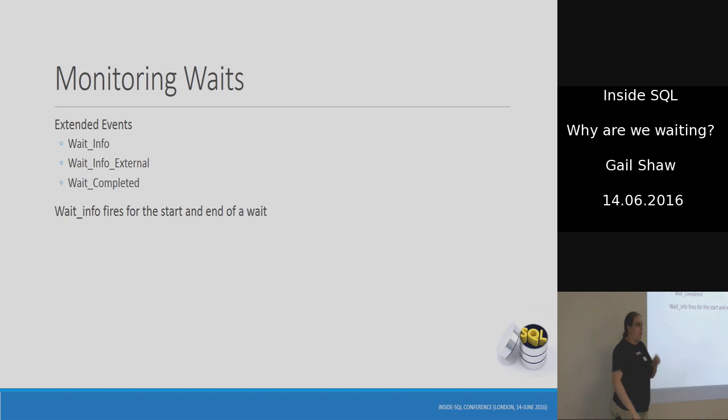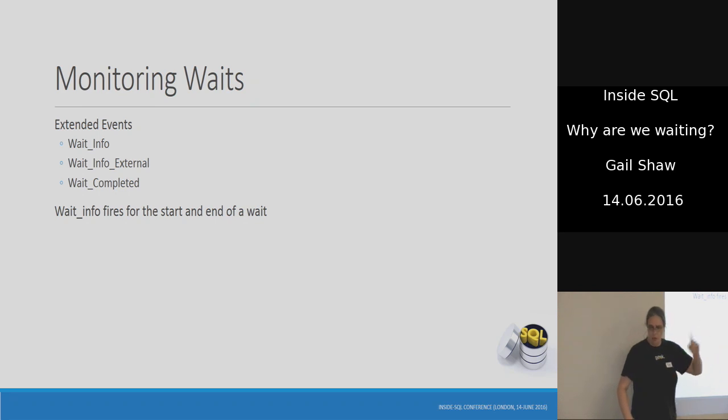So wait info, it's the column called opcode, which tells you whether it's the start or the end of the event. Wait info external is fired for the preemptive waits. That's waits that go outside of SQL Server. We'll talk more about preemptive waits in a few minutes. And wait completed obviously only fires when the wait completes.